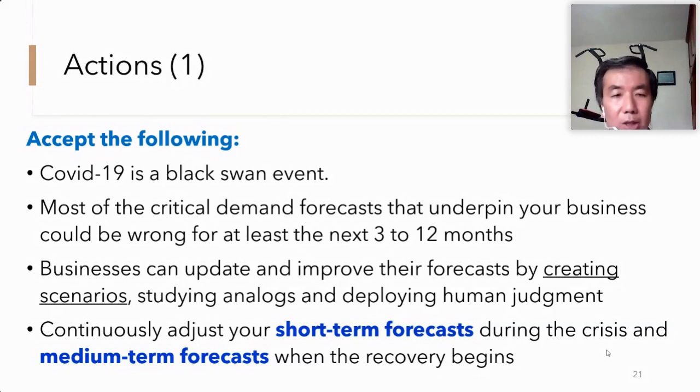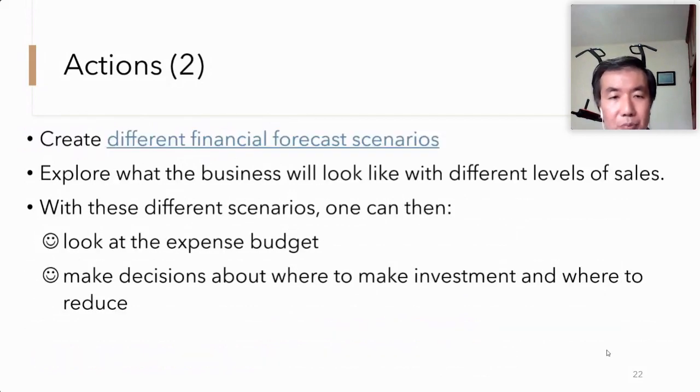After you've done all of this, the fourth bullet point in this slide will come in. We will continuously adjust the short-term forecast during a crisis, and then the medium-term forecast when the recovery begins. Of course, there will be a lot of assumptions there, such as how the recovery will take place and its growth. Admittedly there are a lot of uncertainties, but certainly we have to forecast. Even for all of us in accounting, we are forced to do it.